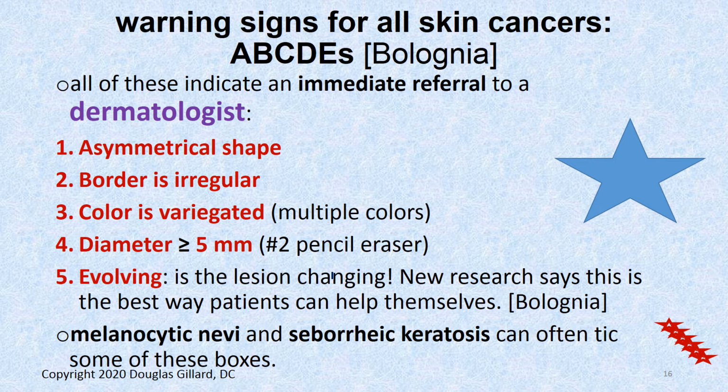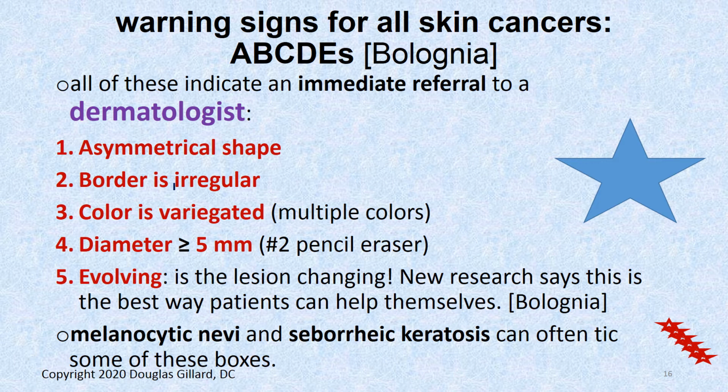I guarantee you're going to get a question on this, even on boards, because as a primary healthcare provider, what's your job? Your job is to see if the skin lesion breaks one of these rules, and if it does, you need to send them to the dermatologist, or you will get sued if it does turn out to be cancer and you miss it. So ABCDE. A is for asymmetrical shape, very difficult to fold it in half.